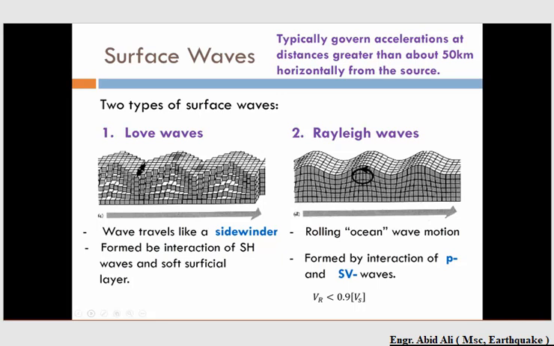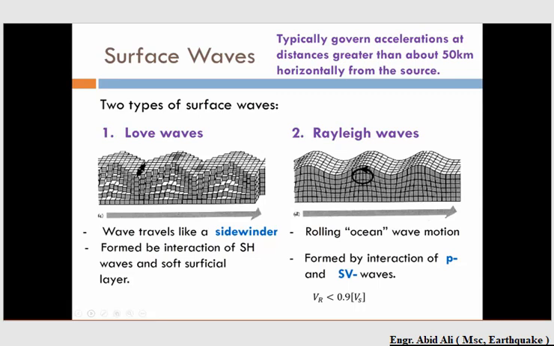So the two types of surface waves that we have are called Love waves and Rayleigh waves. A Love wave travels a little bit like a sidewinder snake. If you take a moment, go look at a YouTube video of a sidewinder snake and see how they travel. It's really freaky and crazy, but that's how Love waves travel around the earth. They are formed by the interaction of horizontal S waves and a soft surface layer, so they kind of get trapped at those shallow depths.